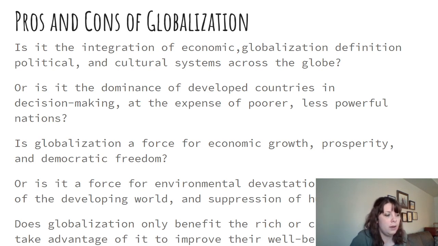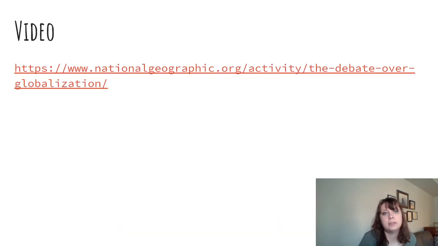Or in Brazil, a big thing is like beef. So they cut down the rainforest and create pasture land for the cows, right? So no more rainforest, but now there's cows. And then they sell that beef on the international market to other countries. And then does globalization only benefit the rich, or can the poor take advantage of it to improve their well-being, right? That's another thing to think about.